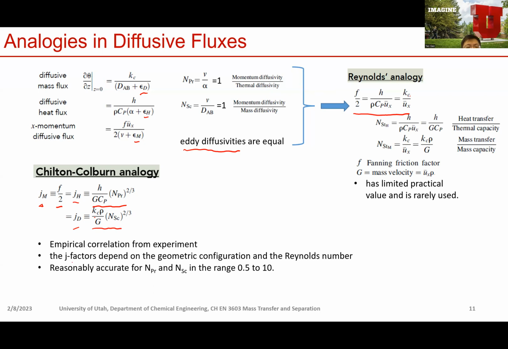So the J factors here depend on the geometric configuration and the Reynolds number, right? That's where you have the Prandtl and the Schmidt number getting to play. And this Chilton-Colburn analogy is reasonably accurate if you have Prandtl and Schmidt number in the range of 0.5 to 1. Okay.